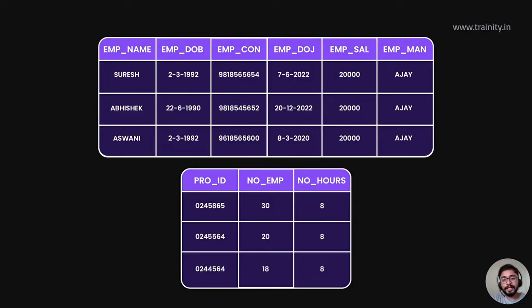So for doing this task, you will get the employee name from the employee table and you will get the number of hours from the works on table. So what you will have to do is perform a join operation, which will join the employee demographic columns from the employee table with the employee ID column in the works on table.